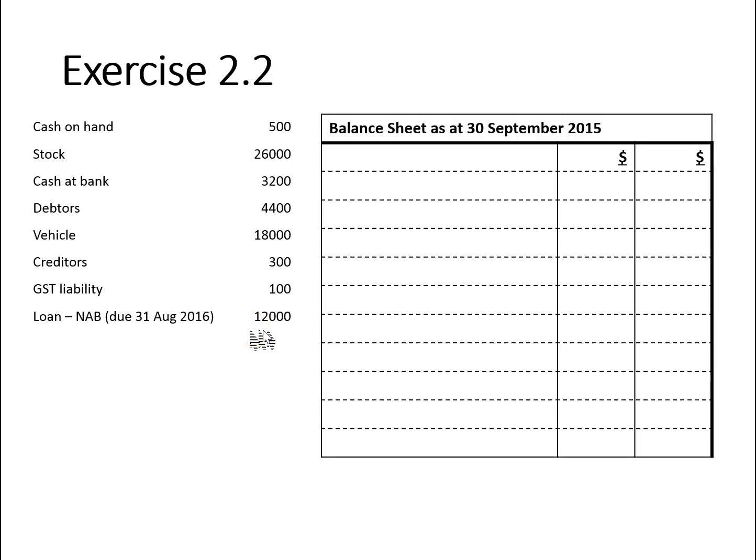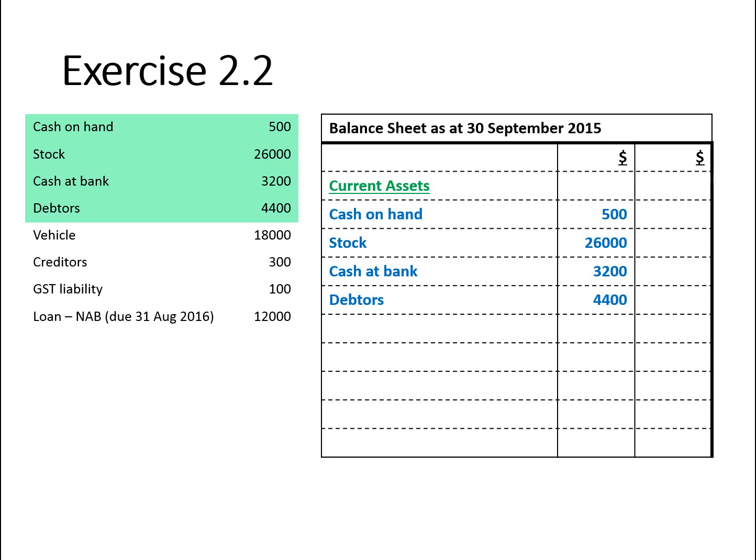Exercise 2.2 starts with a very simple balance sheet, and we're going to classify it, which means we're going to divide our assets and liabilities into current and non-current. So let's start with the assets and just take the current assets. We've got cash on hand, stock, cash at bank, and debtors. We'll then total those up. It's important that we put the individual numbers in the first column and then the total in the second.